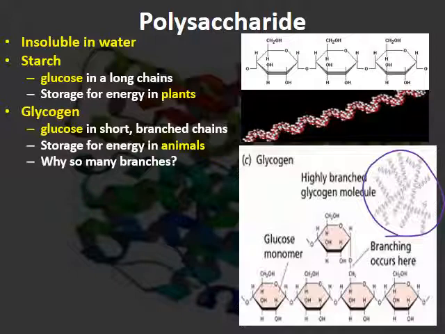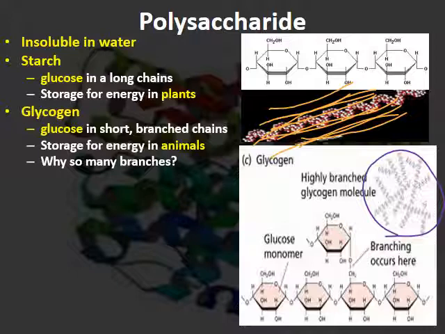So why do you think there are so many branches in glycogen, but there are not a lot of branches in starch? So starch typically is like this. It's just going to be a bunch of fibers all compact next to each other, right? But our glycogen looks like this. In glycogen, we've got all these random branches going in all different directions. So why do you think we might have that? What's one of the differences between plants and animals in terms of activity level? Did you figure it out?